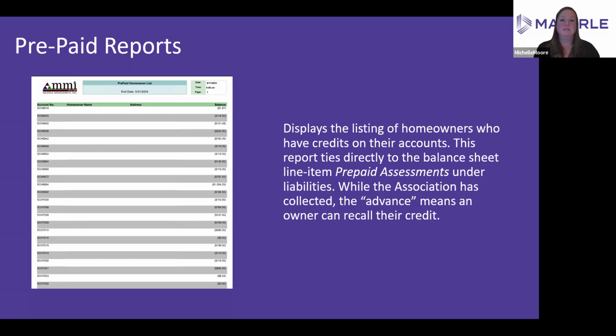The funds are a liability on the balance sheet because they represent money collected for future periods. And reviewing this report ensures that credits are applied properly and that the association is not overstating their income. So that's why this is useful as well. You can move forward, Jason.